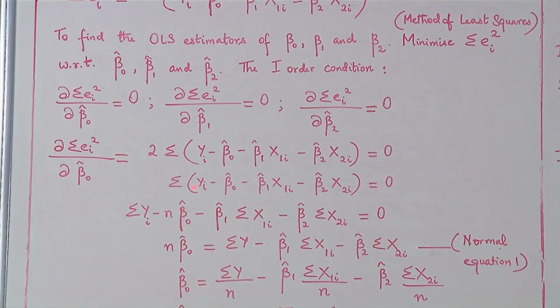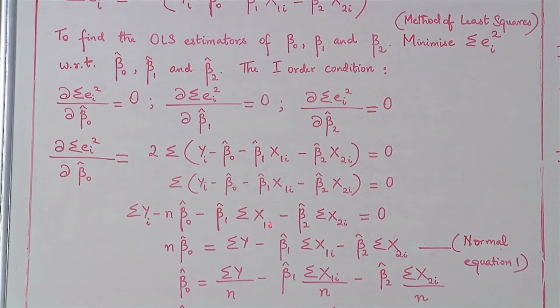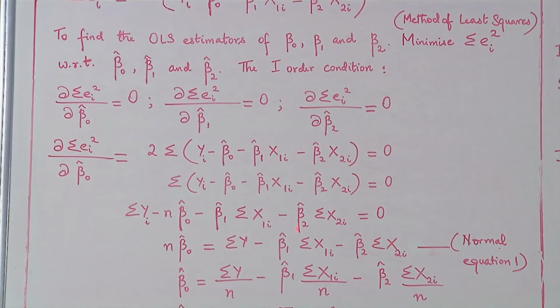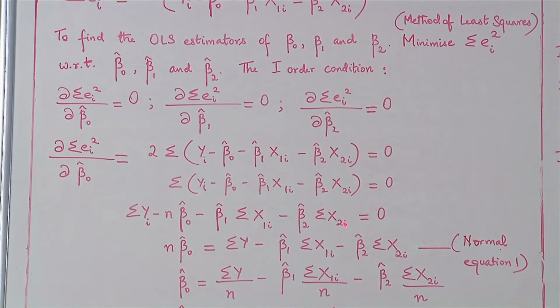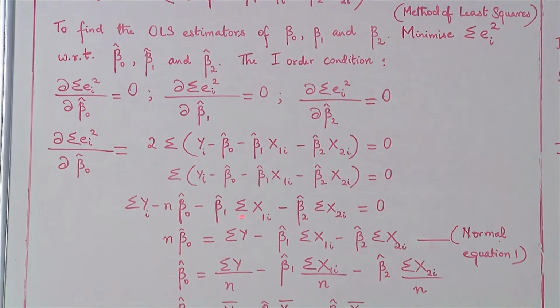Here we have beta 1 hat, but since we have x1i, the summation goes to the term x1i. So, sigma x1i minus beta 2 hat, again the summation goes to x2i. So, sigma x2i is equal to 0. Keep n beta naught hat on one side and bring the other terms to the right hand side.